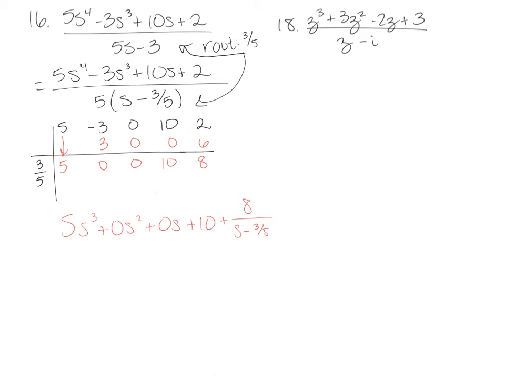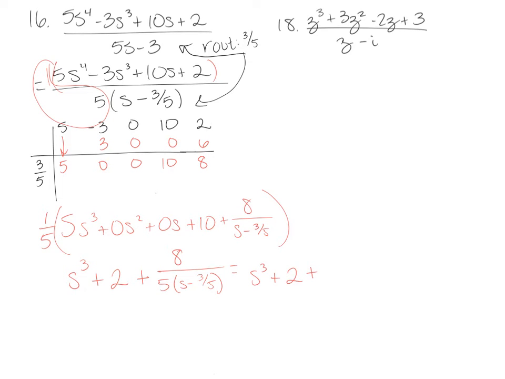Now here's a slight problem. We didn't start with s minus 3/5, correct? So we need to bring back in that 5. And so what we're going to do is multiply this by 1/5. Exactly what we took out before because it's in the denominator, so it's the same thing as 1/5. Okay? So in actuality, when we distribute that 1/5, we have s cubed plus 2 plus 8 over 5 times s minus 3/5, which is equal to s cubed plus 2 plus 8 over 5s minus 3, just like we started.